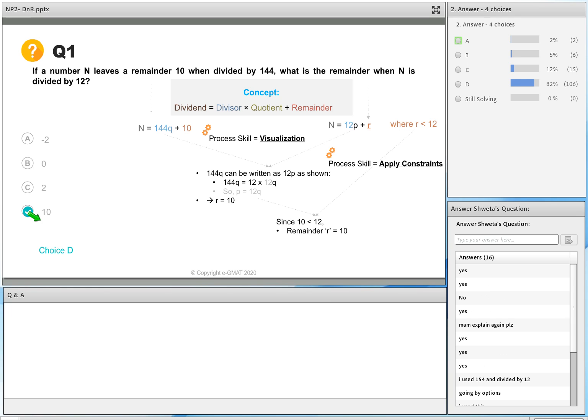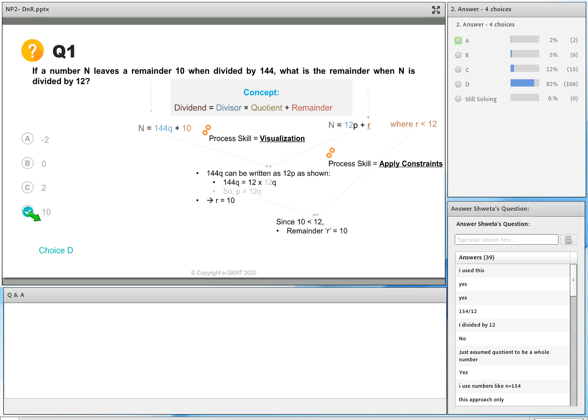So a lot of people said yes, this is the method they used. Somebody says I used examples. Good. So yeah, that is what people usually use the first time, just assuming numbers. Assumed q equal to 1. Yeah, so some people used numbers, plugged in values, and some people used this approach.